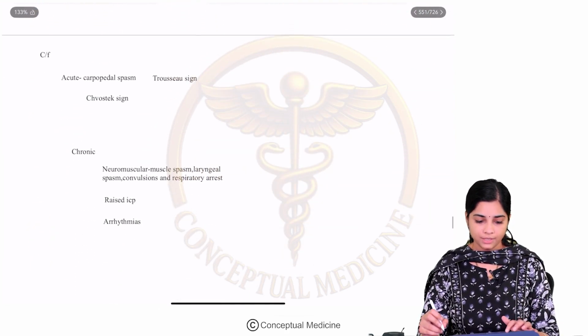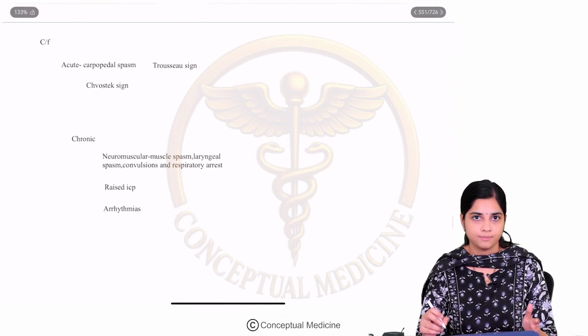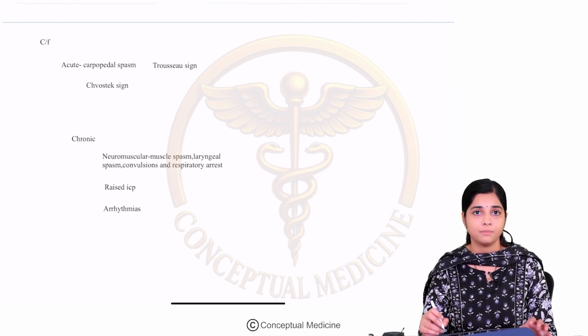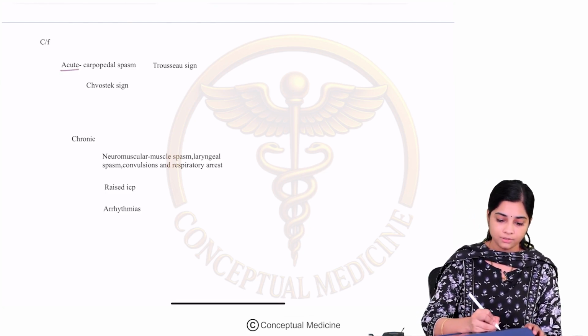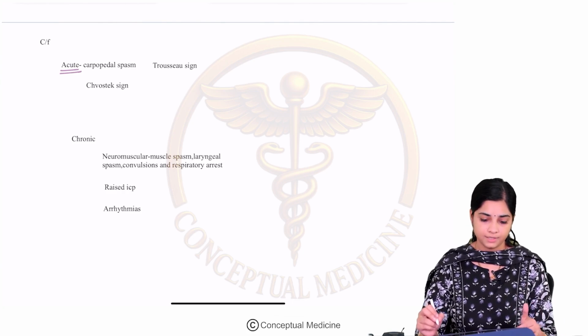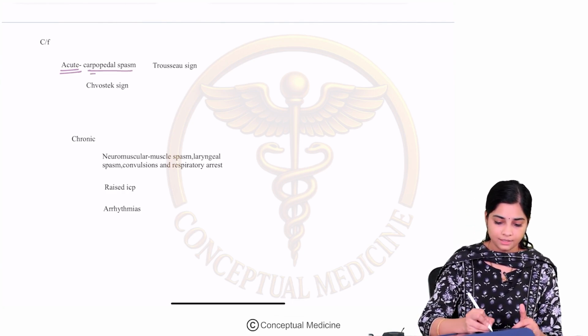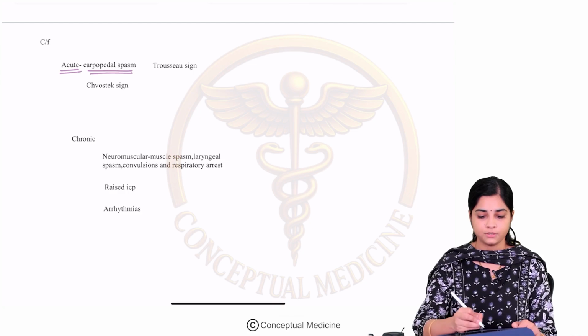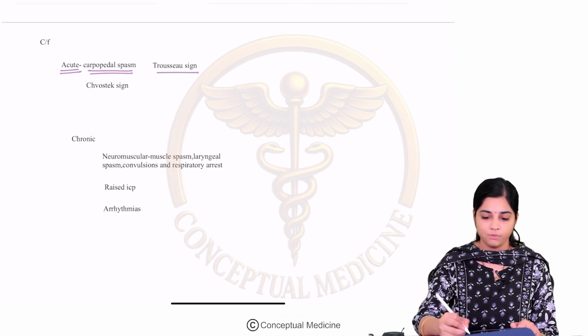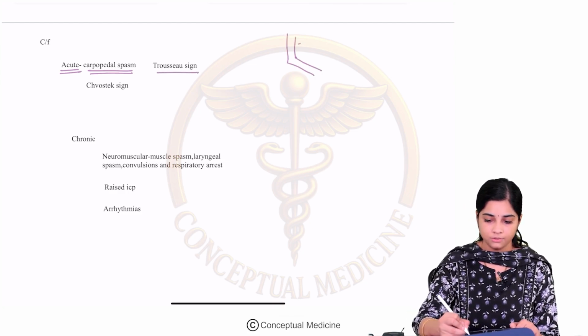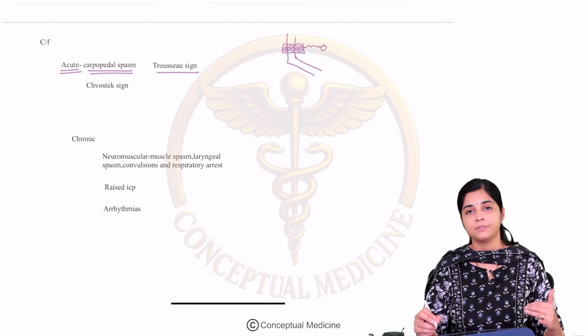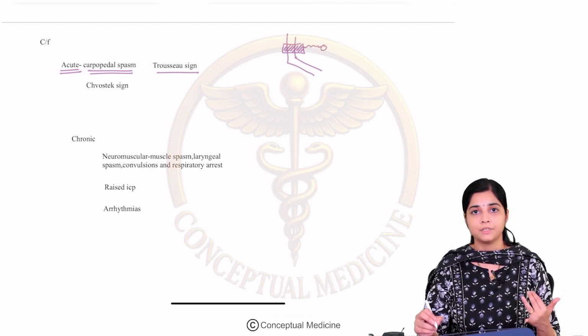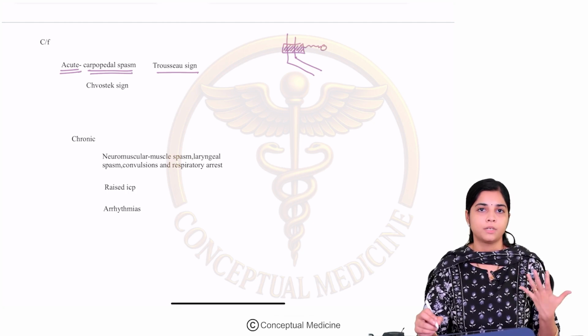Now let us look at the clinical features of hypocalcemia. So how does hypocalcemia present? In acute phases, if there is an acute drop in the serum calcium levels, it can result in carpopedal spasm, which is called Trousseau's sign. What you do here is you tie a BP cuff and you inflate it to about 10 or 8 millimeters of mercury above the normal blood pressure.